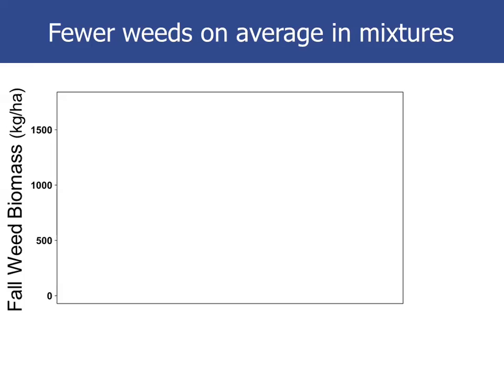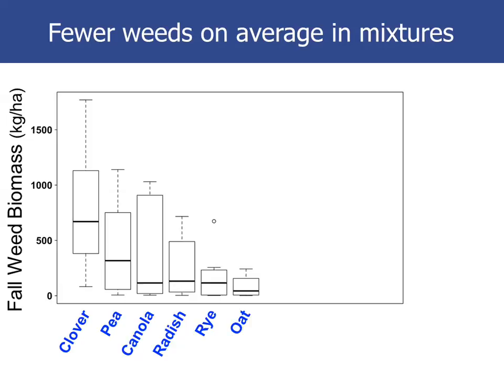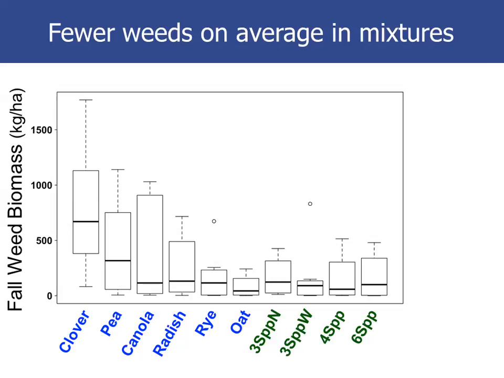And how did this come out as far as the weeds? Well, now we have weed biomass on the y-axis, and we saw definitely fewer weeds on average in the mixtures. So if you throw the monocultures up there, you can see a clear trend as you go from the legumes to the brassicas to the grasses. You're getting better weed control. And with the mixtures, you're getting weed control that looks pretty similar to the best monocultures.